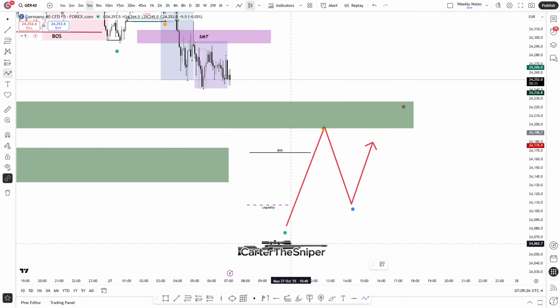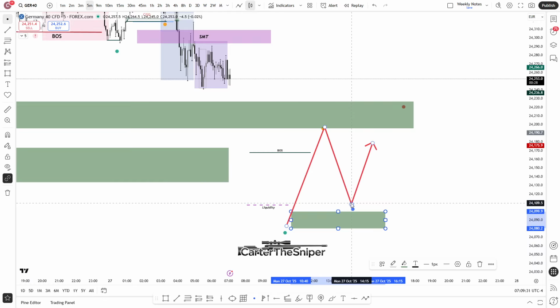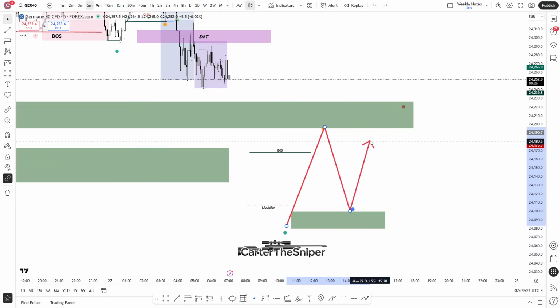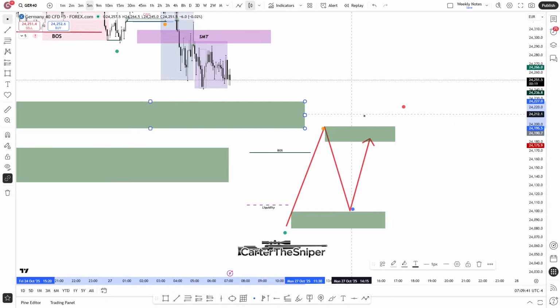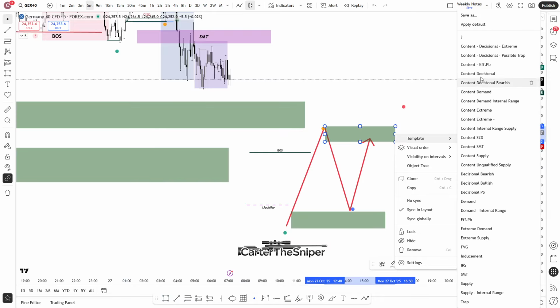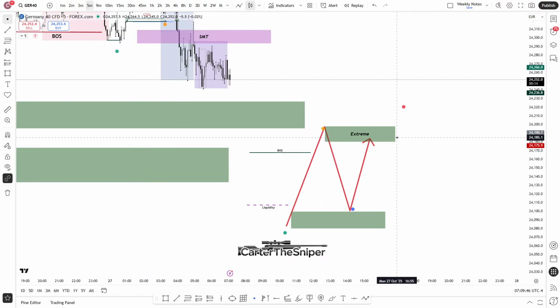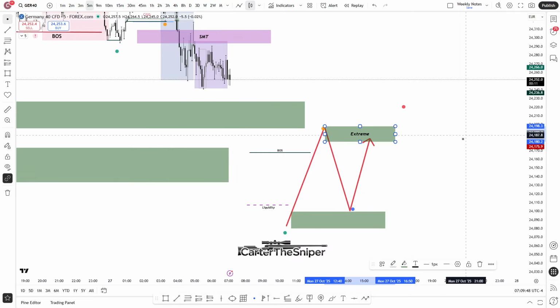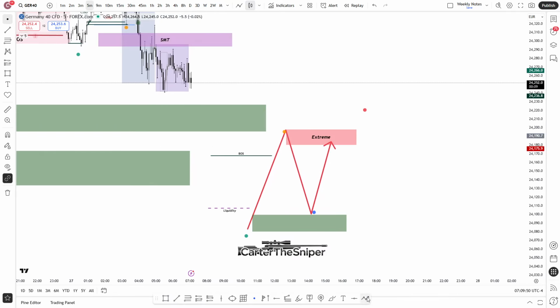That's check number one. Then after we mitigate the extreme, and then price goes up, if it does not break this point, this supply here, if it does not break the supply here, and we start doing something like this, what does that tell you?